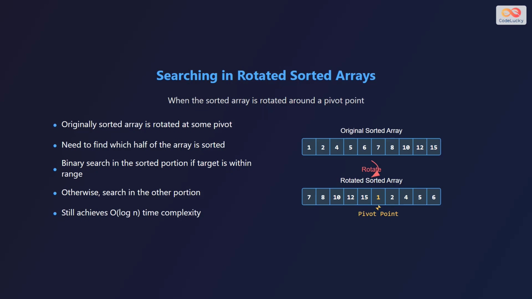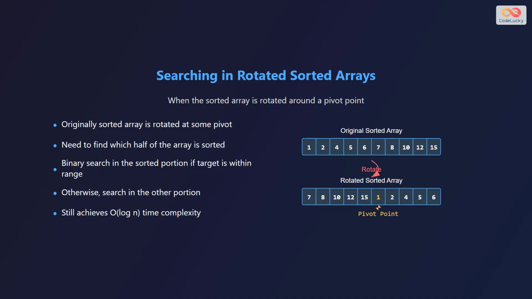The key is to determine which half of the array is sorted, and then check if the target lies within that sorted half. If it does, search that half. Otherwise, search the other half. Despite the rotation, this method maintains a time complexity of O(log n).